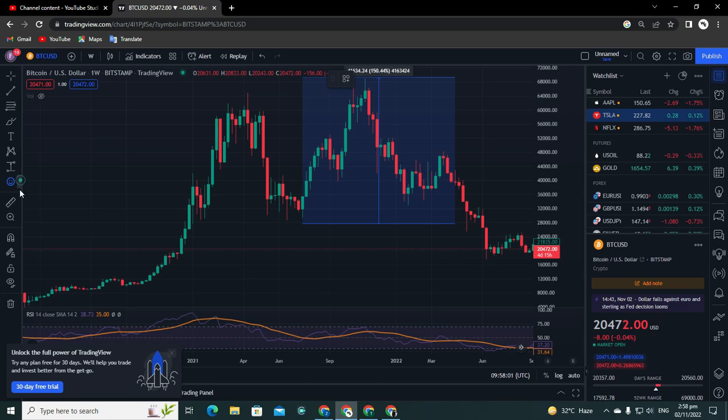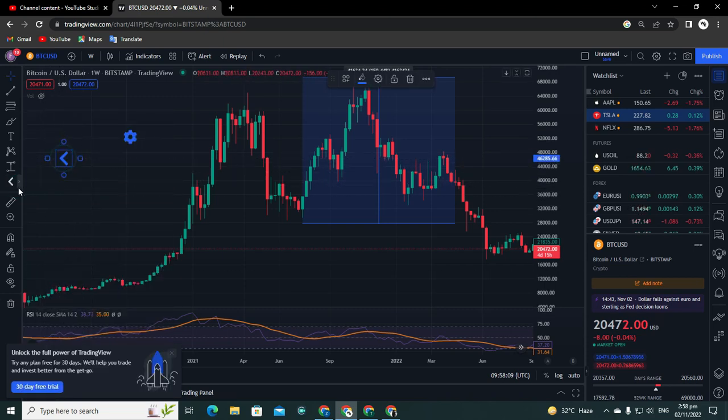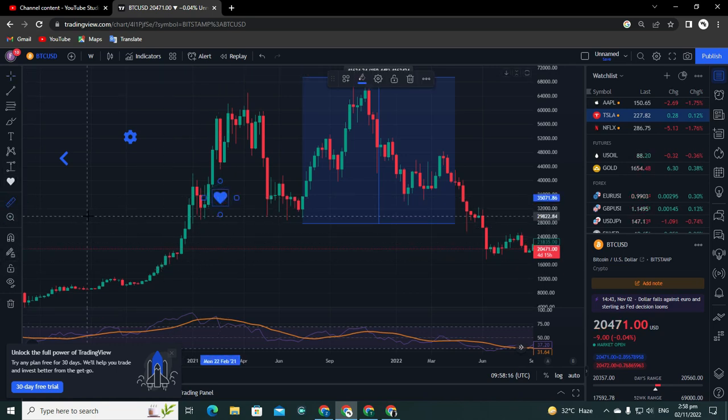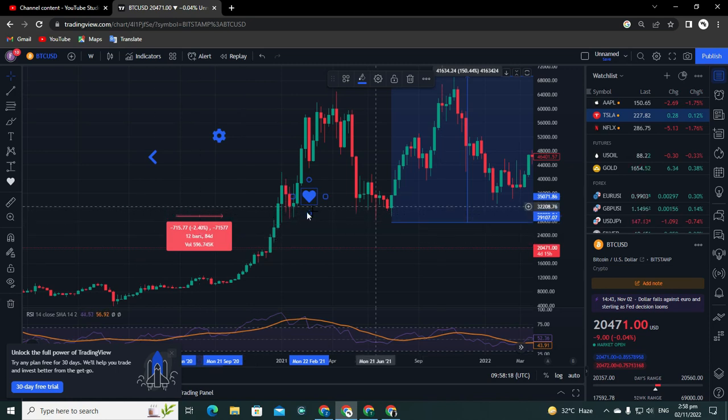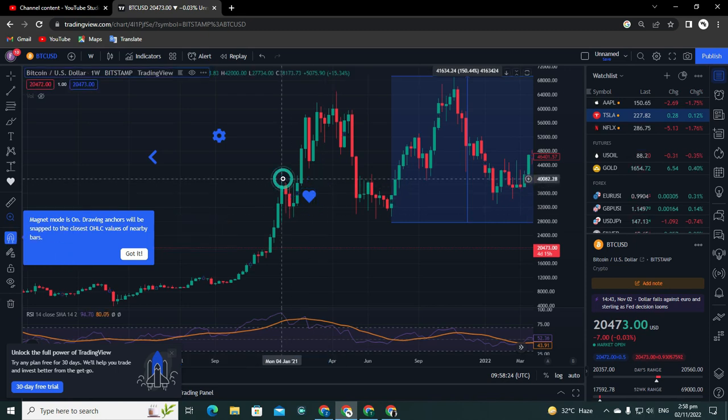Now we have some emojis here, we can use them, place them somewhere: arrow, heart, and a lot more. Here are scales. You can measure something at this point, zooming in, zooming out. Magnets, weak magnet, strong magnet.